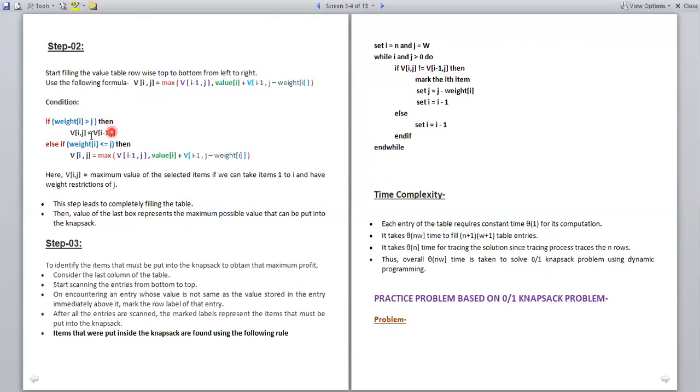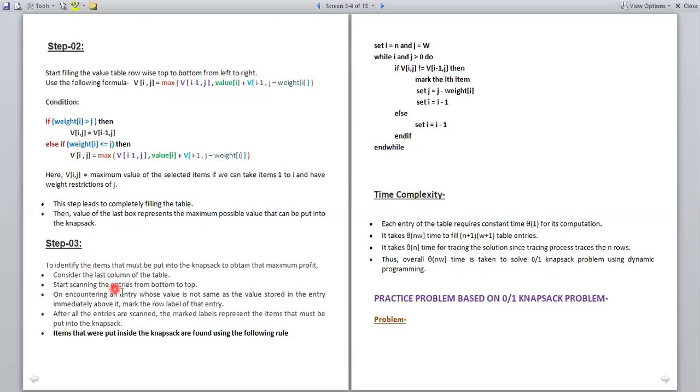And this is the C code you can see. When the weight of the ith item is greater than j, then we assign V of i,j equal to the same column but previous row value. And when the weight of the ith item is less than j, then we apply this formula. After filling up all the corresponding cells of the V table, we move on to step 3.